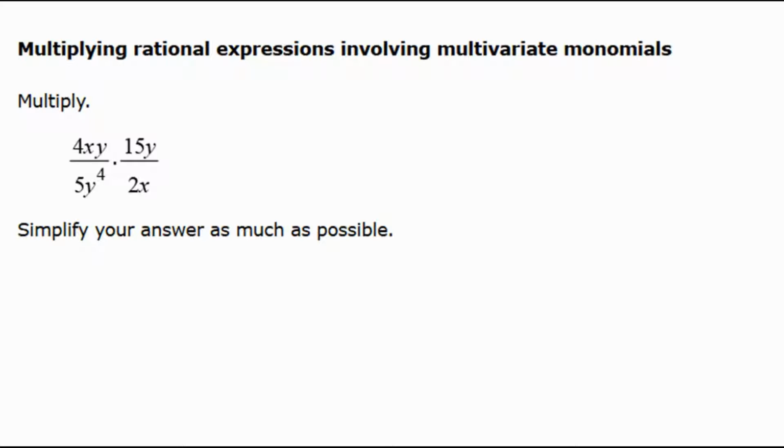Hi guys, today we're going to learn multiplying rational expressions involving multivariate monomials. If you look at it, what they mean by that is we have two different variables, x and y. That's what they mean by multivariate. So for example, if you want to simplify this rational expression, first we need to see what kind of rules we have to cancel out those variables.